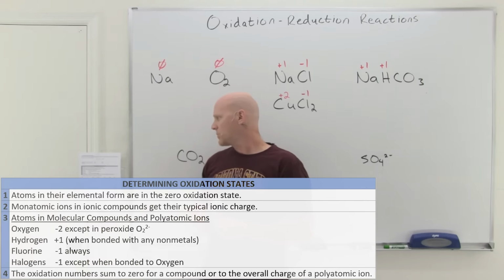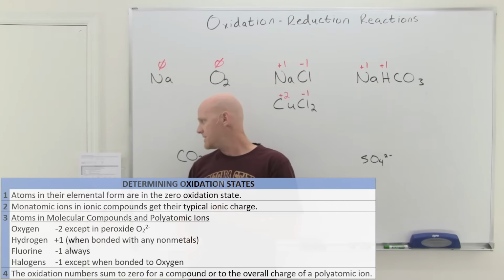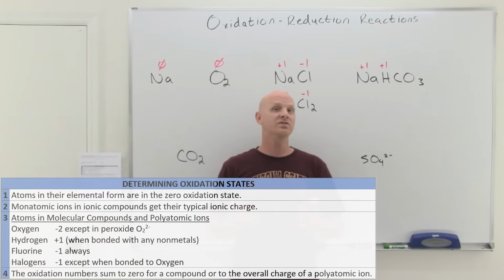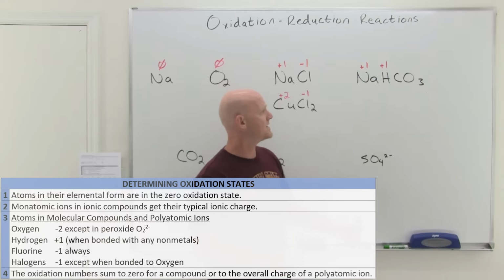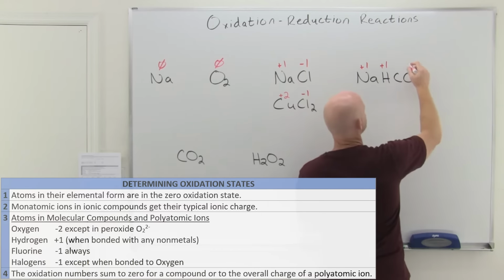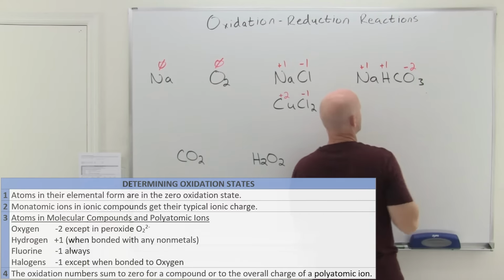All right, and we got fluorine is going to be -1 always in a compound when it's not in its elemental form. And then halogens are usually -1 except when they're part of the oxoanions. With oxygen, then they're going to be something else. All right, so we said that oxygen, when it's not part of a peroxide, is -2. We'll go from there.